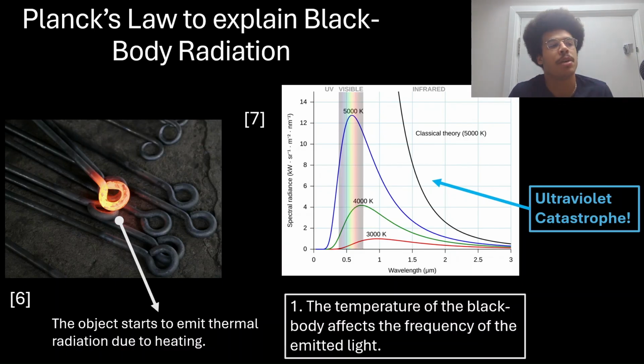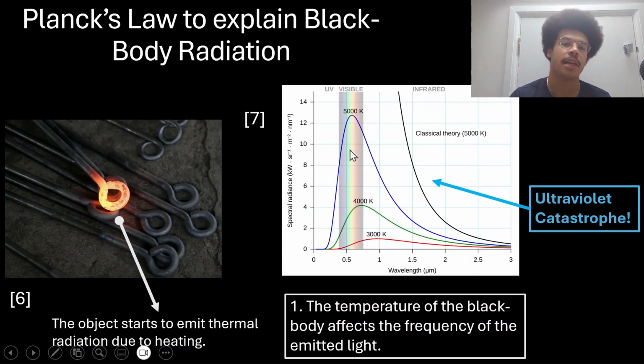But that couldn't be possible, right? Because if at 5,000 Kelvin the brightness of an object was infinite, that would mean that we could literally never look at the stars, we could never look at the sun. It would be so bright that everything would be a white light and we wouldn't be able to see any other color other than white. We would be blinded eternally. And that's not the case.